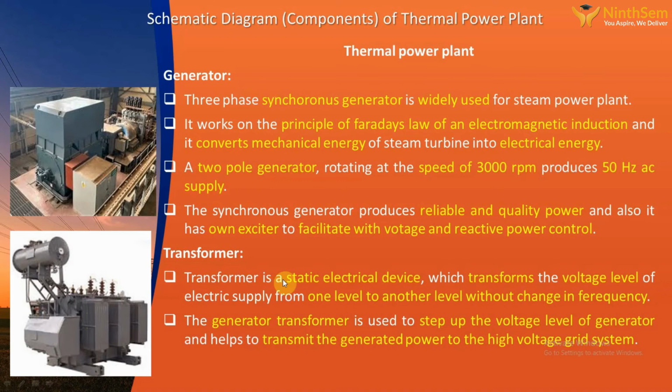So what is a transformer? A transformer is a static electrical device. There is no moving part in that, which transforms the voltage level of electrical supply from one level to another level without a change in frequency. So it can be used to step up or step down the input voltage according to the requirement. Here in generating stations we generally use a step up transformer along with the generator. So it is stepped up and the power is transmitted. The generator transformer is used to step up the voltage level of the generator and helps to transmit the generated power to the high voltage grid system. So this is the transformer.